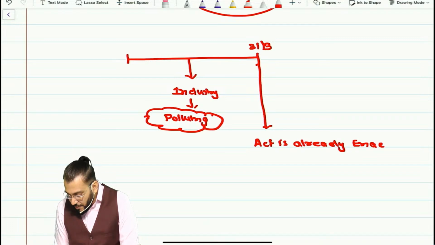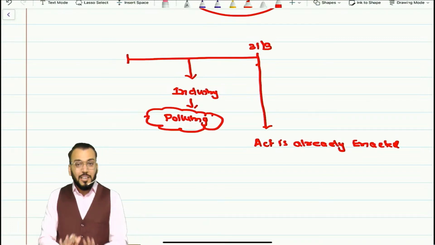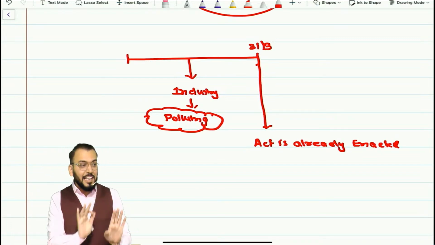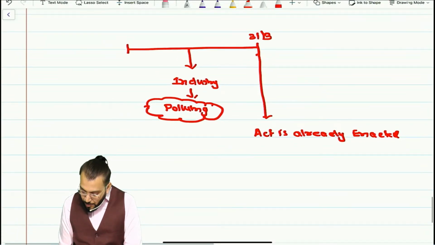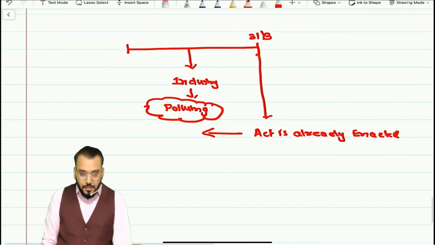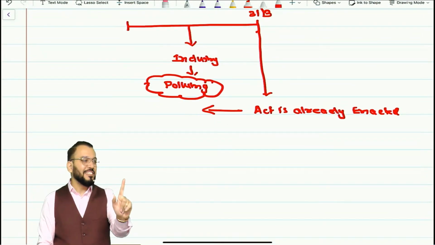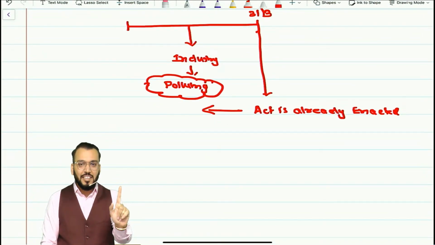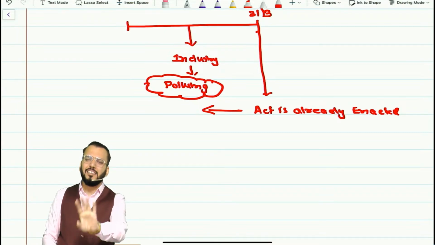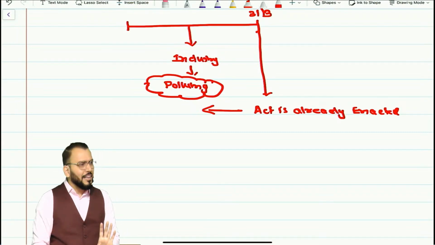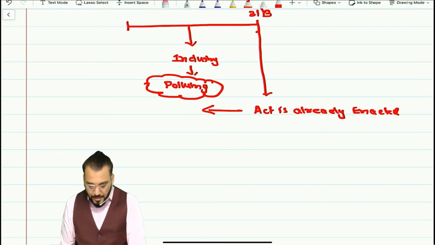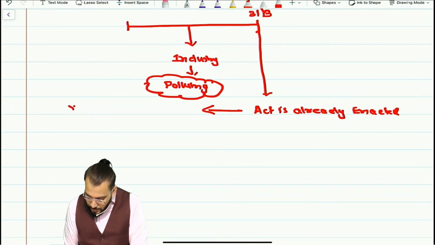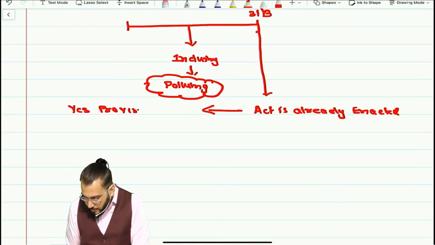Have you understood this example? The act of cleaning up the environment is already enacted on or before 31st March. So should we create a provision? Yes. Means the legal first condition is satisfied. First condition is satisfied, so we'll assume that the second and third conditions will also be satisfied. Now there is a present obligation arising because of the act. So yes, we should create a provision.